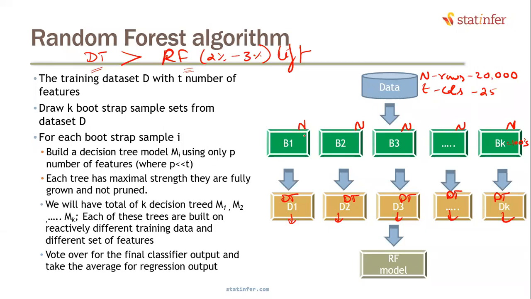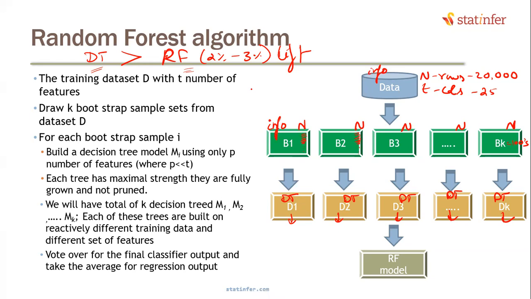Though this is a bootstrap sample, though we repeat a few records and ignore a few records, the overall information present in this bootstrap sample is almost the complete information from the data. The patterns that are there in the data, usually every row may not be a unique pattern. Sometimes two rows may contain the same pattern.